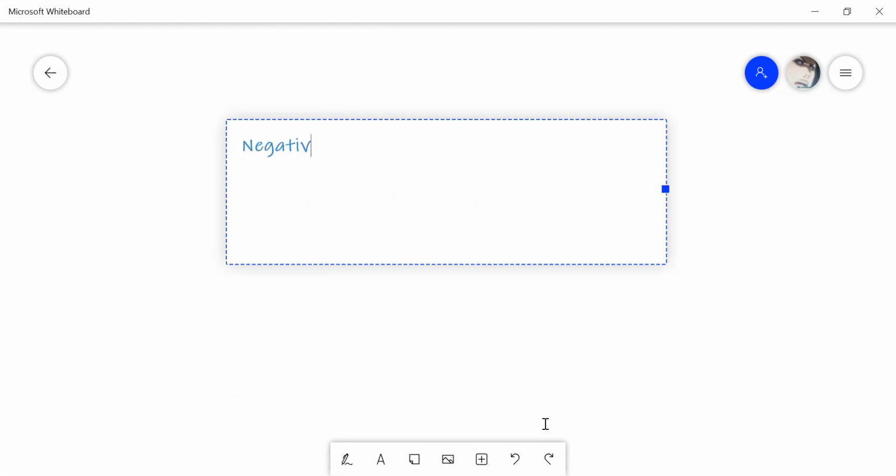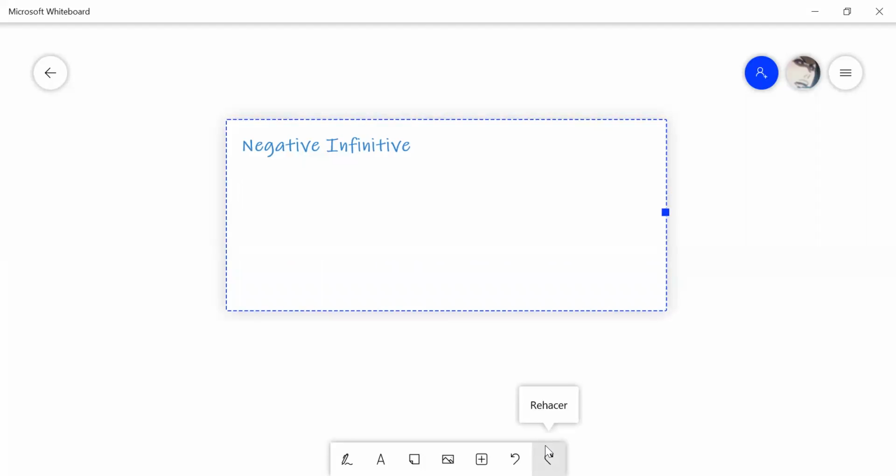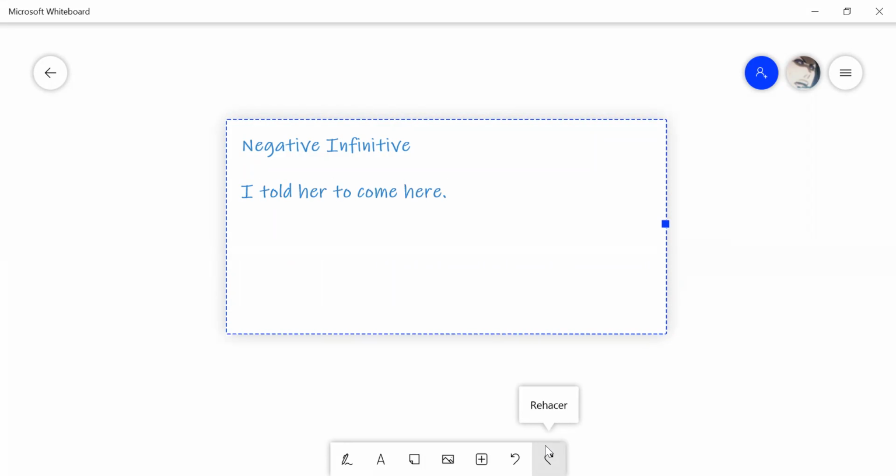Guys, I know that you know already that the infinitive is when you have the verb with the particle to, right? To go, to leave, to sleep, whatever. I told her to come here. Do you see a noun phrase in that sentence? Do you see any noun phrase in there?